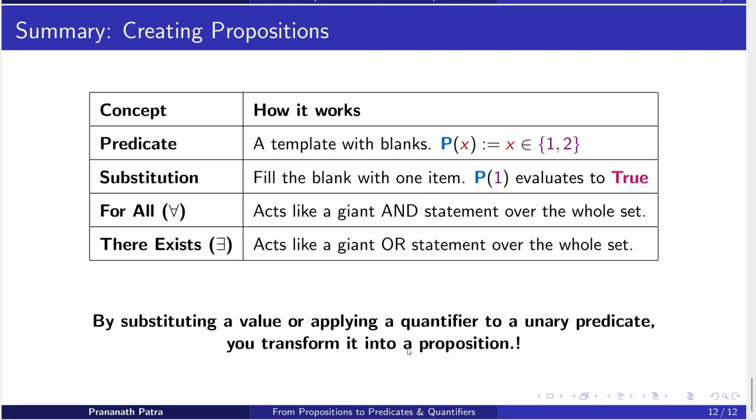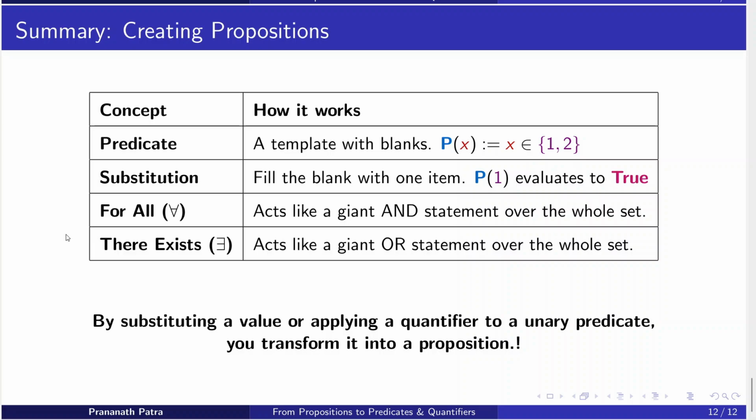Let's summarize how we create propositions. A predicate acts as a template with blanks. For example, P(x) is defined as x is an element of the set containing 1 and 2. Substitution works by filling the blank with one item, such as P(1), which evaluates to true.